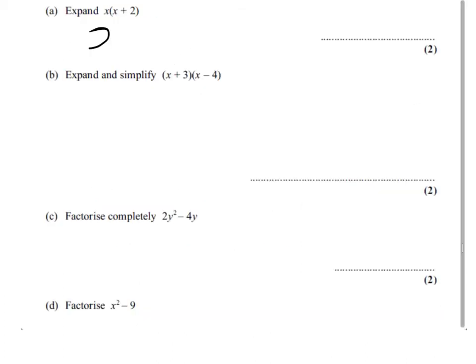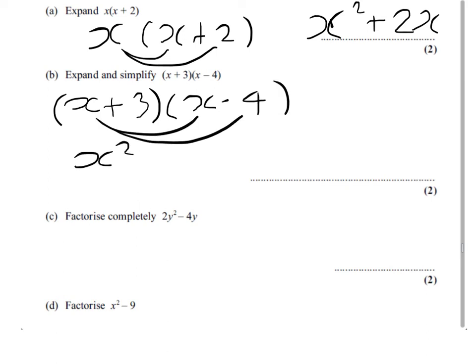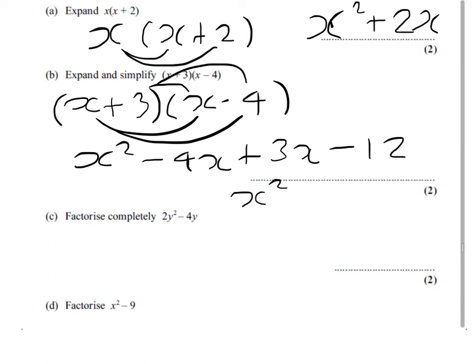So let's expand x times x plus 2. So x times x is x squared, and x times 2 is 2x. Now x plus 3 times x minus 4 is going to be x times x, x squared, x times minus 4, minus 4x, 3 times x plus 3x, 3 times minus 4, minus 12, and simplify. So x squared minus x, that's minus 4x plus 3x minus x, minus 12.